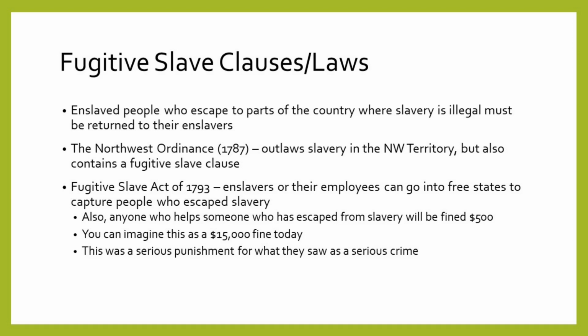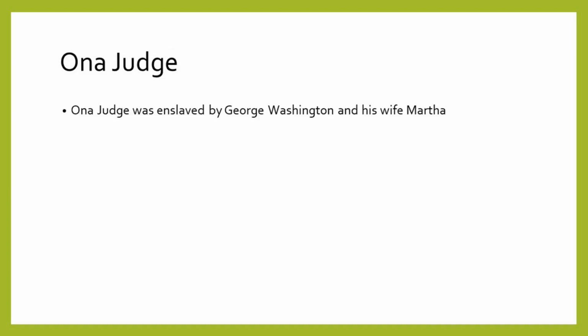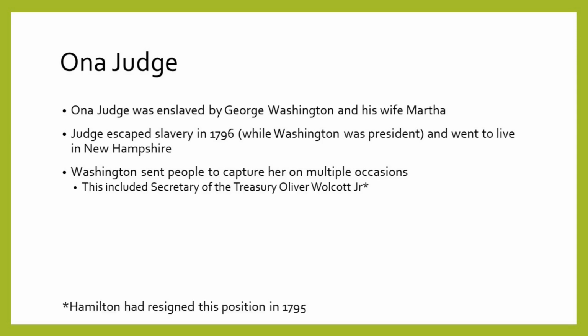To give you an idea of the human cost of this law, I want to talk about Ona Judge, a woman who was enslaved by George Washington and his wife. She escaped from the Washington household in 1796 and fled to New Hampshire. President Washington tried to get her back, even writing to another government official to help coordinate her capture. However, they didn't succeed, and Judge remained free for the rest of her life.